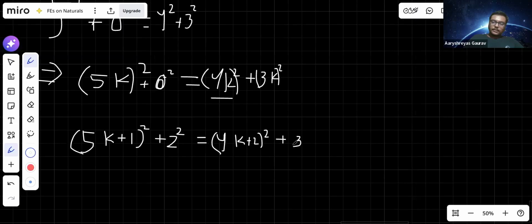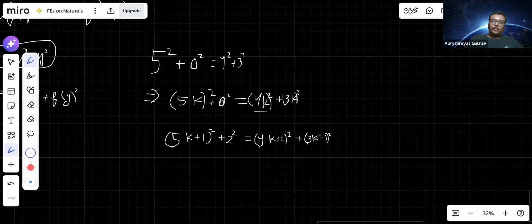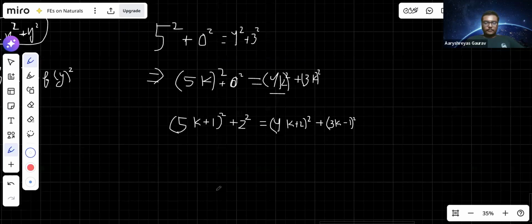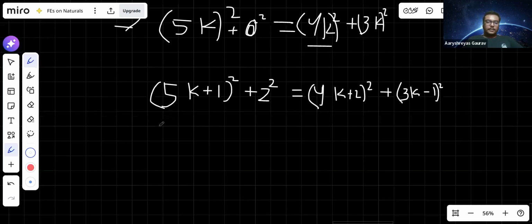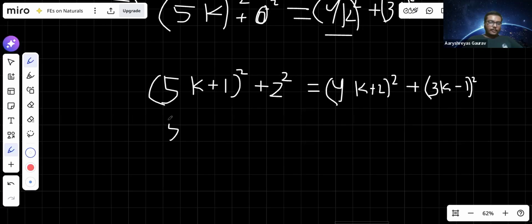It is just trying to manipulate your way through the equations. Can you guys see this? We can get 5k plus 1 like this. In another way, we can get 5k plus 2 by doing this.